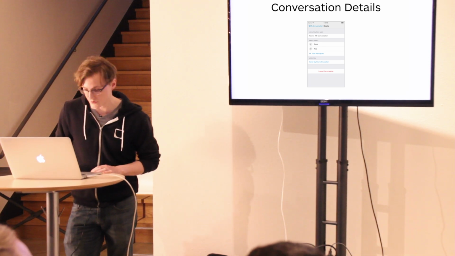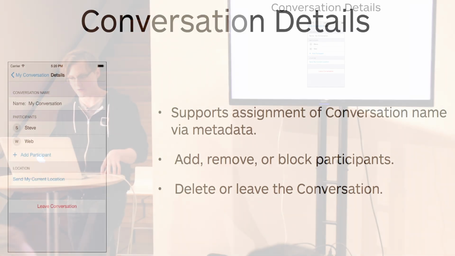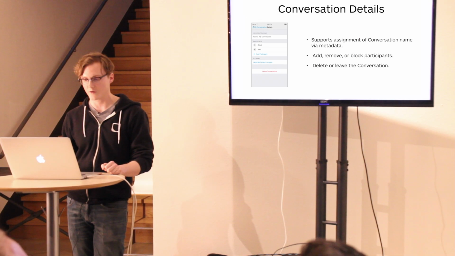Next, this is the conversation detail screen. This is actually not in the Atlas library itself right now. It's part of our Messenger example app, but we may migrate it into Atlas. This lets you configure the details of a particular conversation. It currently supports assignment of a conversation name via metadata. Conversations can include arbitrary key value pairs that you can kind of anchor additional data onto the conversation.